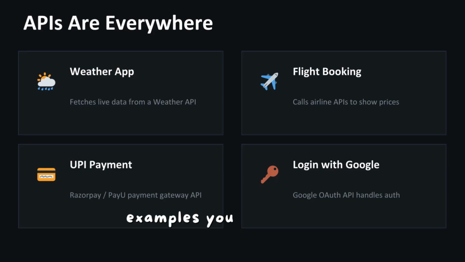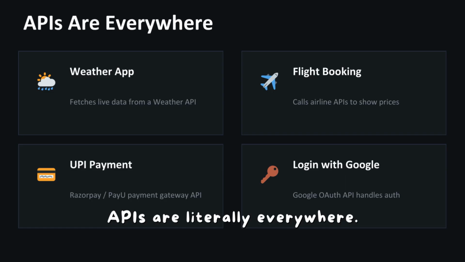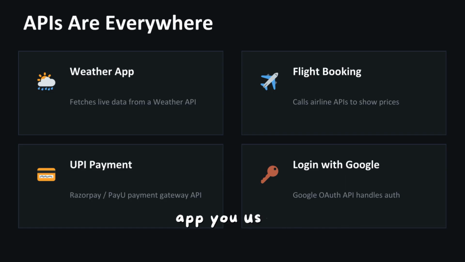Let me give you real examples you already use. When you check the weather on your phone, your weather app calls a weather API to fetch that data. When you book a flight on Make My Trip, it calls APIs of multiple airlines to get you the prices. When you pay on any website using UPI, it is calling a payment gateway API like Razorpay or PayU. When you see login with Google, that is Google's OAuth API. APIs are literally everywhere. Every app you use is talking to multiple APIs in the background.